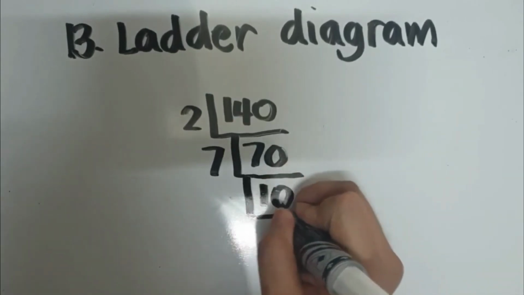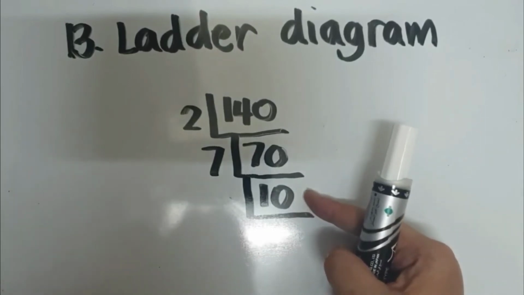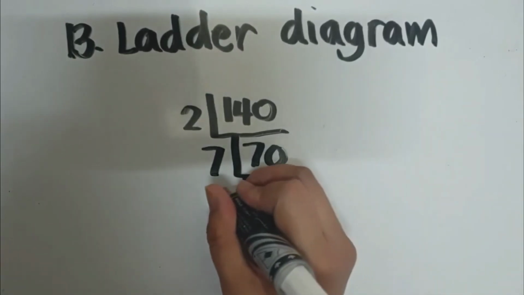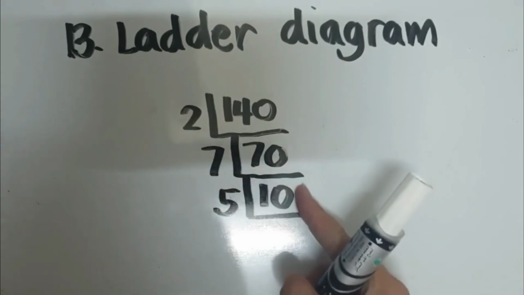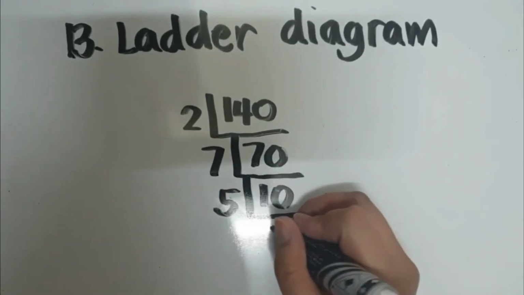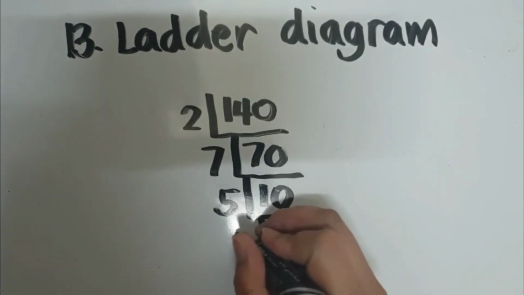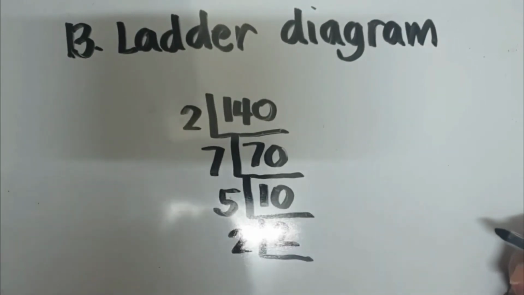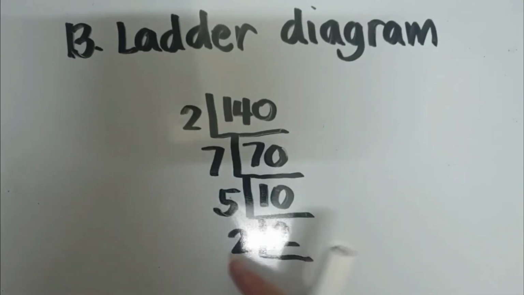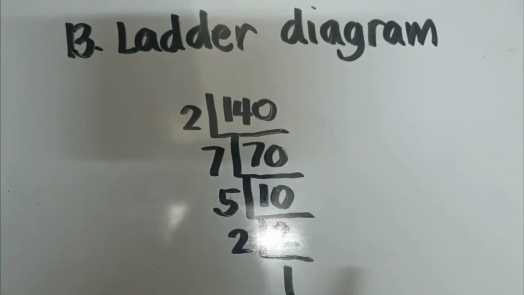And then, 10 is not yet a prime number, so 10 can still be divided by 5. 5 is a prime factor, so 10 divided by 5, that is 2. And 2 can still be divided by itself, which is 2. That is also a prime factor. And 2 divided by 2 is 1. You will only stop when your answer here is 1.